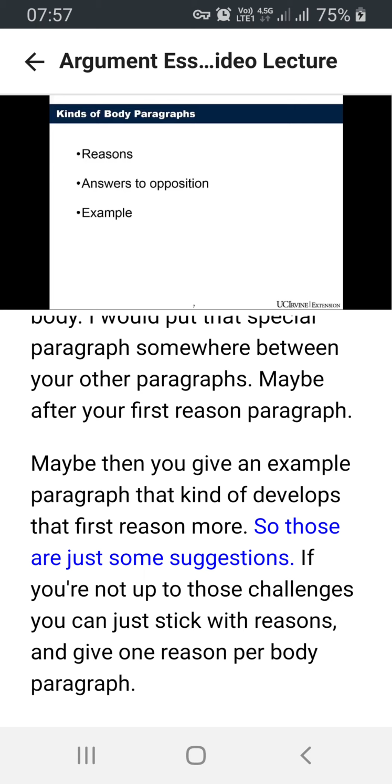So those are just some suggestions. If you're not up to those challenges, you can just stick with reasons and give one reason per body paragraph.